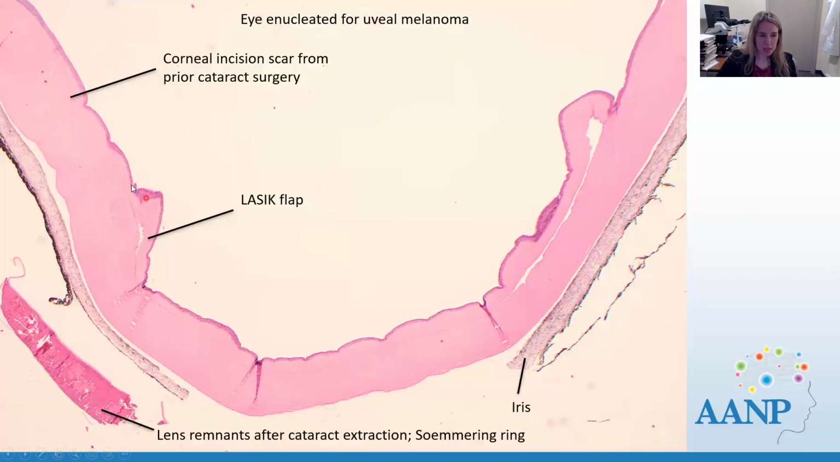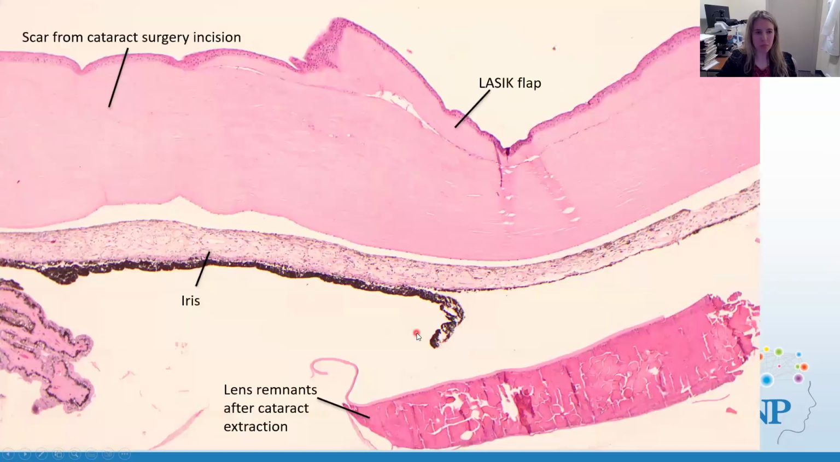And then here you can see that there is an incision in the anterior corneal stroma that goes all the way across, and a very uniform thickness flap of anterior corneal stroma and epithelium. This is the LASIK flap. Just zooming in a little closer so that you can really appreciate that LASIK flap, and then the scar from the prior cataract surgery. Sometimes there can be infections that might develop also under a LASIK flap. Just something to be aware of.